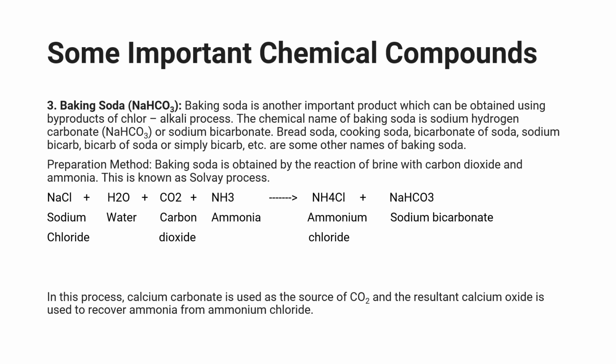What is the preparation method? Baking soda is obtained by the reaction of brine with carbon dioxide and ammonia. This is also known as the Solvay process. In this process, calcium carbonate is used as a source of carbon dioxide and the resultant calcium oxide is used to recover ammonia from ammonium chloride.